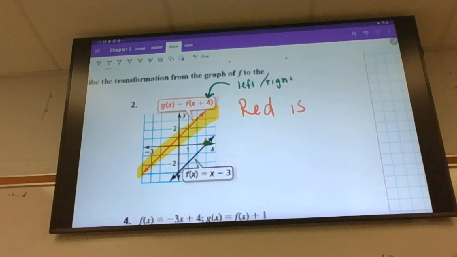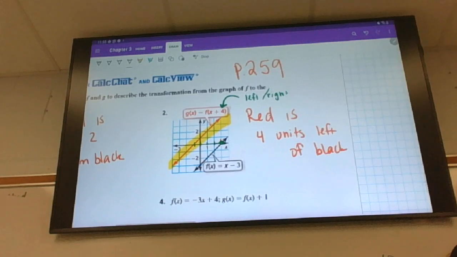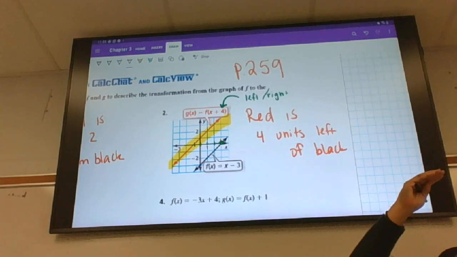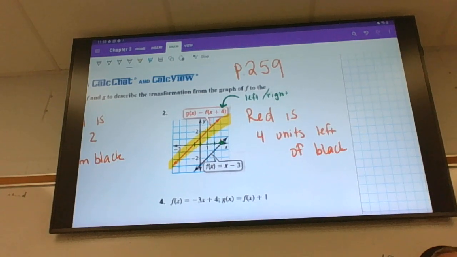So when I look at black, I see red is, how far over? It's 1, 2, 3, 4. Red is 4 units left of black. Can you count that and see that? You can also, without the equation, describe red as being up from black, and you would be right. It looks like it's either to the left or it's up.